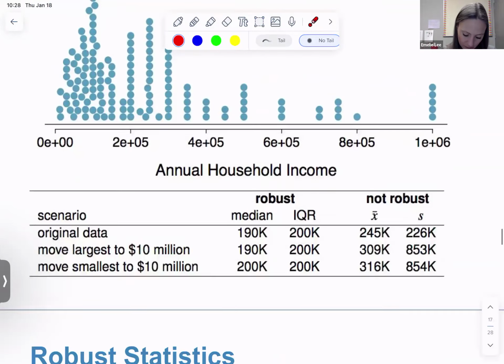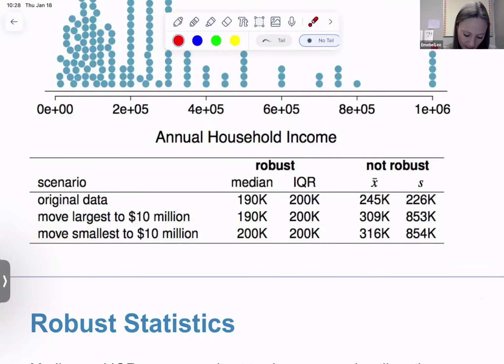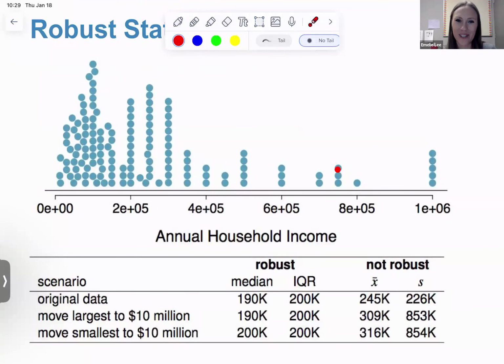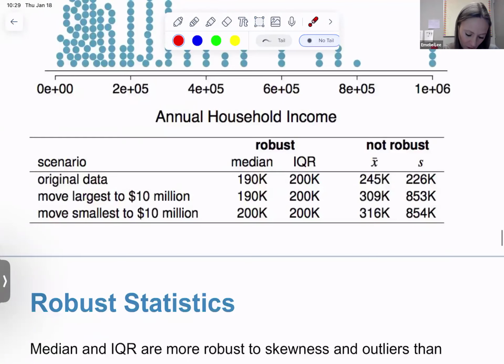So here, if we just have a look at this table, if we have some original data, now I don't really care to know what it looks like. It looks like this. They've shown a stacked dot plot. I would have preferred a histogram, but that's okay. So with the original data, the median was 190 and the interquartile range was 200,000, but I'll ignore those units. The mean, X bar, is 245 and the standard deviation is 226.